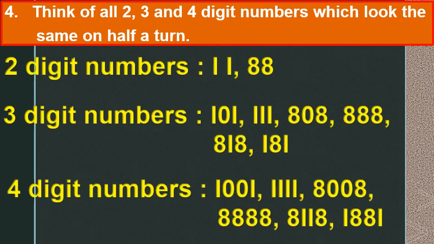And 4-digit numbers that look the same after giving half a turn are 1001, 1111, 8008, 8888, 8118, 1881.